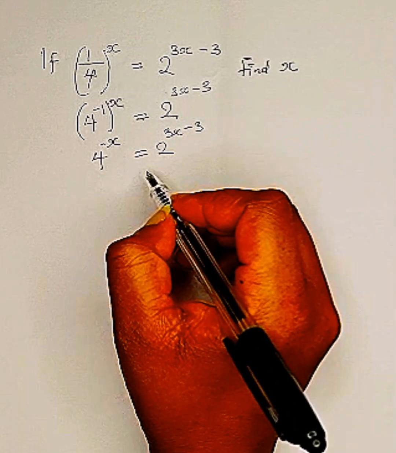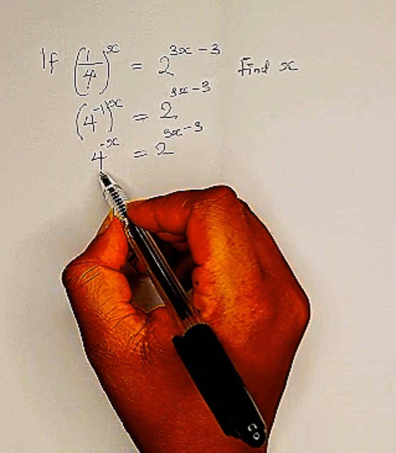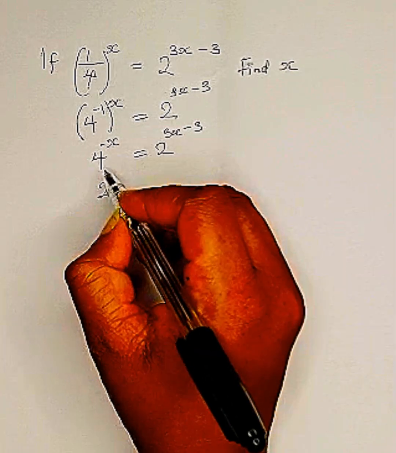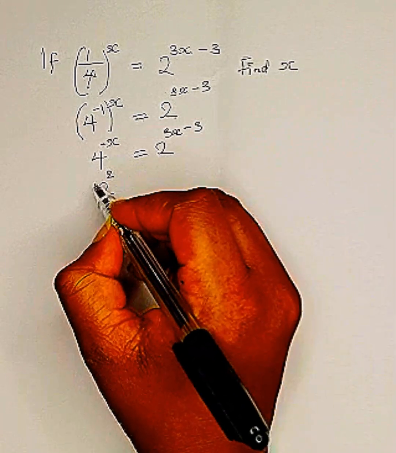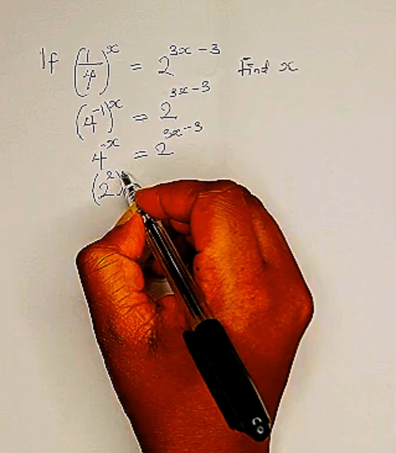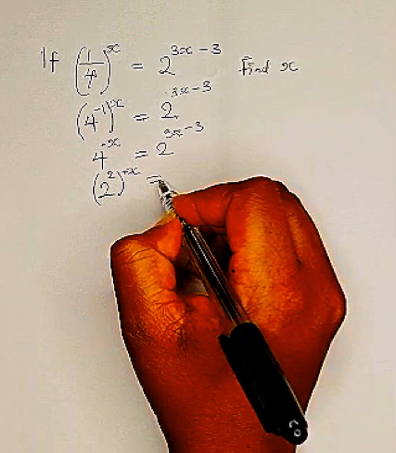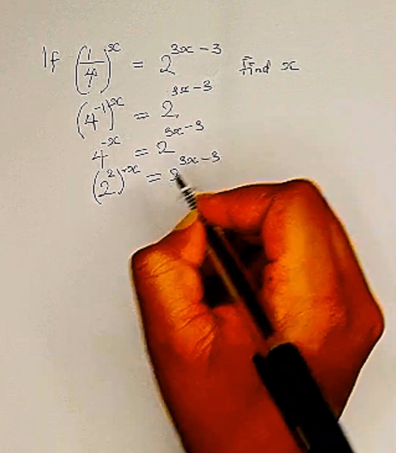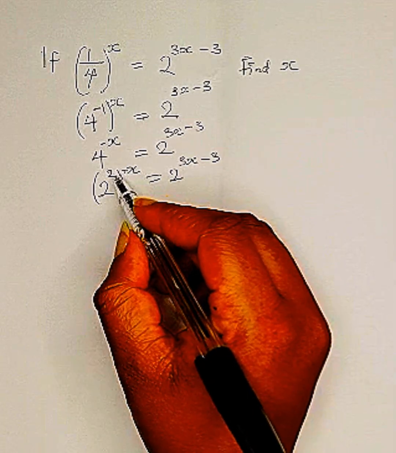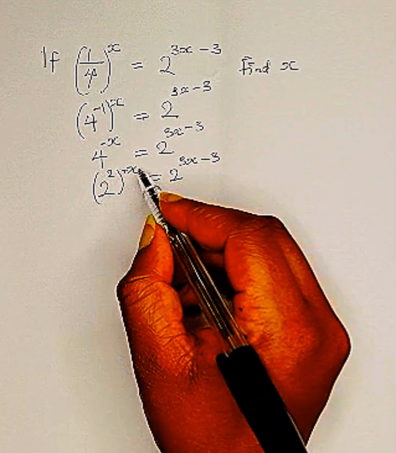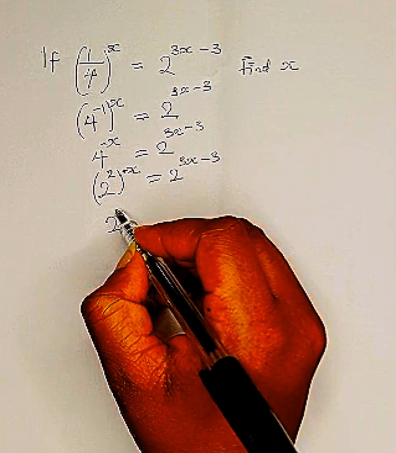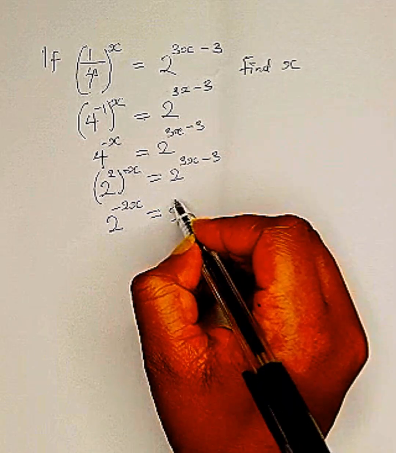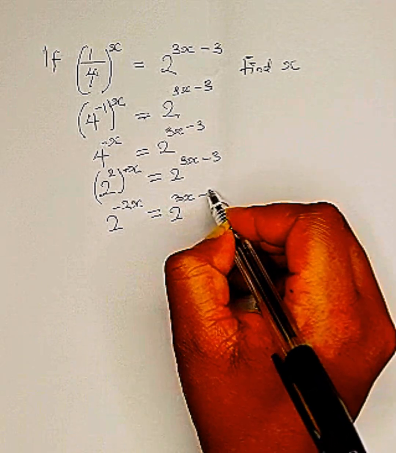Now from here, this is an exponential equation, so we have to express 4 as a power of 2 so that the bases can be the same. So 4 as a power of 2 is 2 raised to the power of 2. So all raised to the power of minus x equals 2 raised to the power of 3x minus 3. So from here, we also apply the power multiplication law, where 2 times minus x gives us 2 raised to the power of minus 2x equals 2 raised to the power of 3x minus 3.